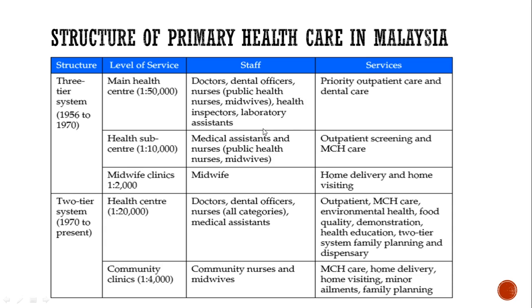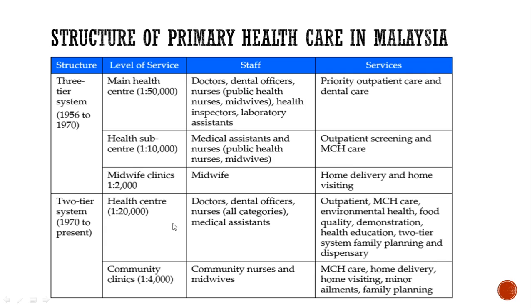Under the main health center they provide outpatient care and dental care. Sub-health centers provide outpatient screening and maternal and child care, and midwife clinics provide home delivery and home visiting. So that is about the three-tier system.